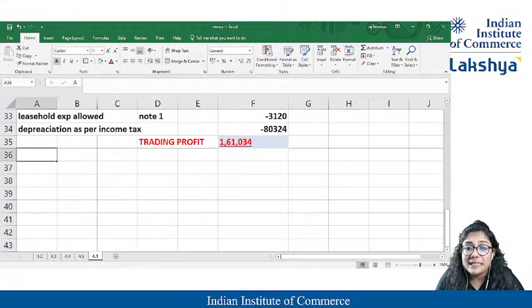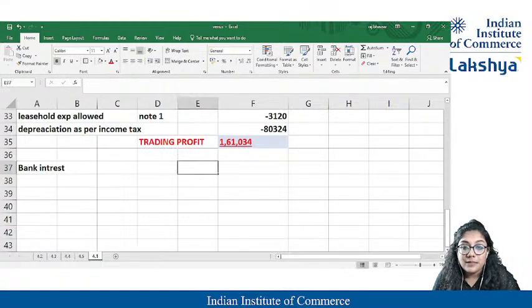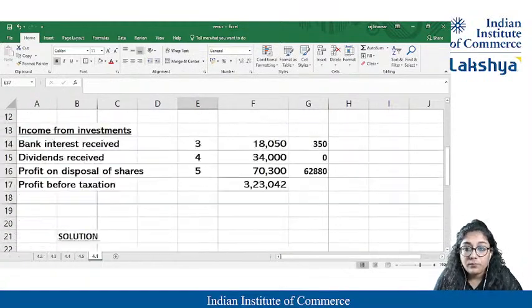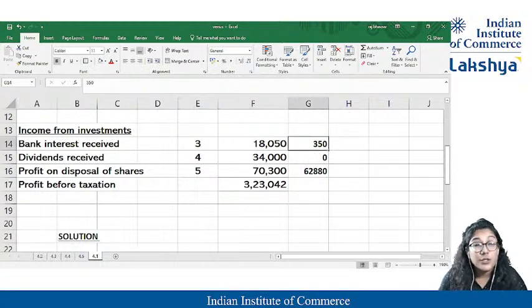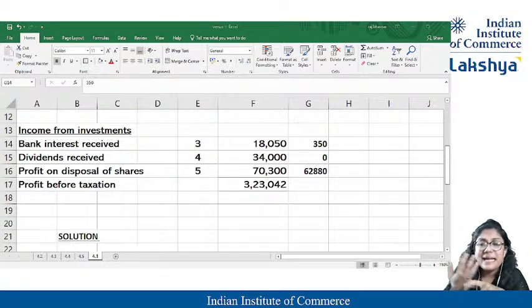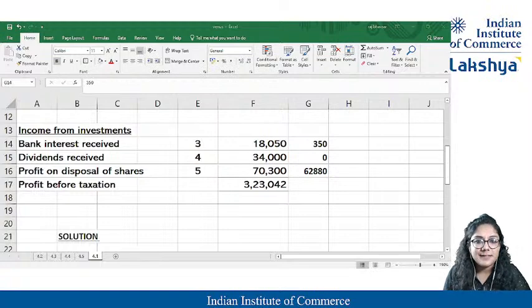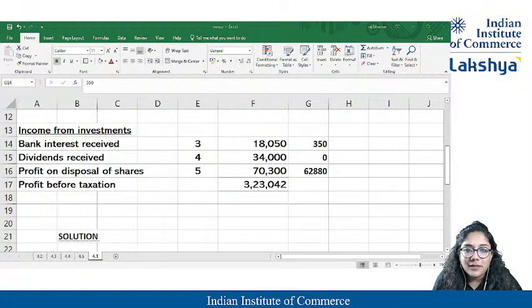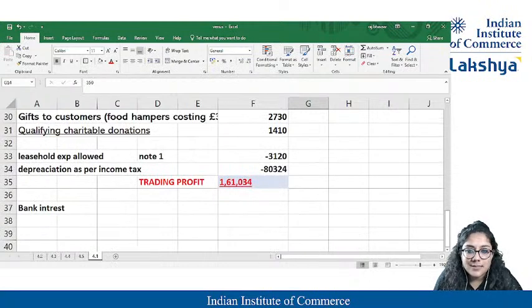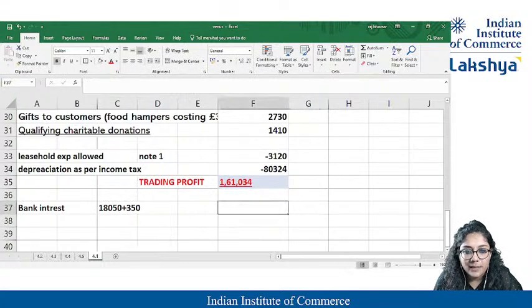We have to check the bank interest. Students, bank interest is what? In the question, if you remember, the bank interest was 18,050, but then there was a payment received late, 350, maybe in April. But ma'am, that expenditure was allowed to you. If it was allowed, you can add it. So it's 18,050 and 350. Adding it, what am I getting? It's 18,400. So yes, we have to take that too.